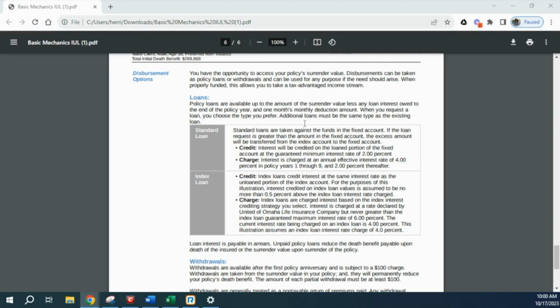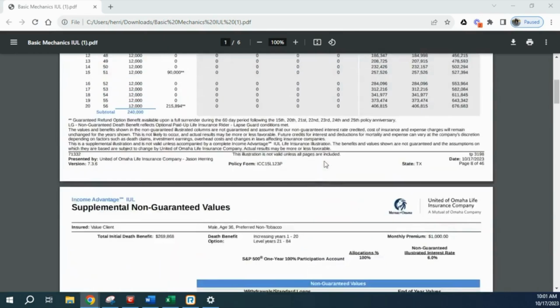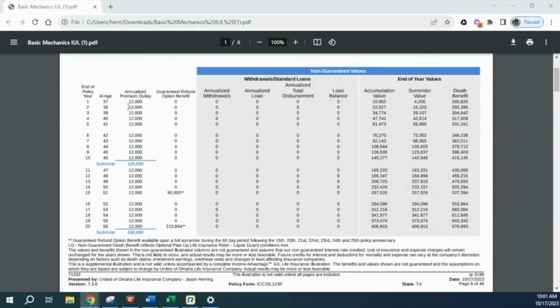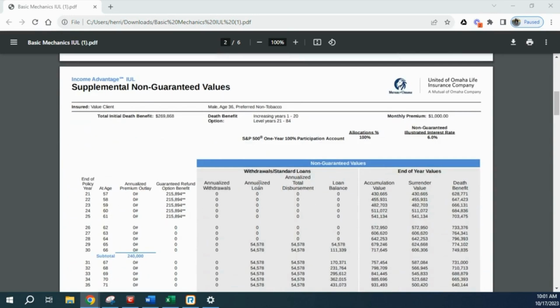Okay. So let's put all of this into practice. What did it look like for this client? Well, for this client, what we decided to do was 20 years of premium. So from ages basically 36 through 56, this client plans to put in $240,000. Then we're going to let that policy sit there and continue to grow.